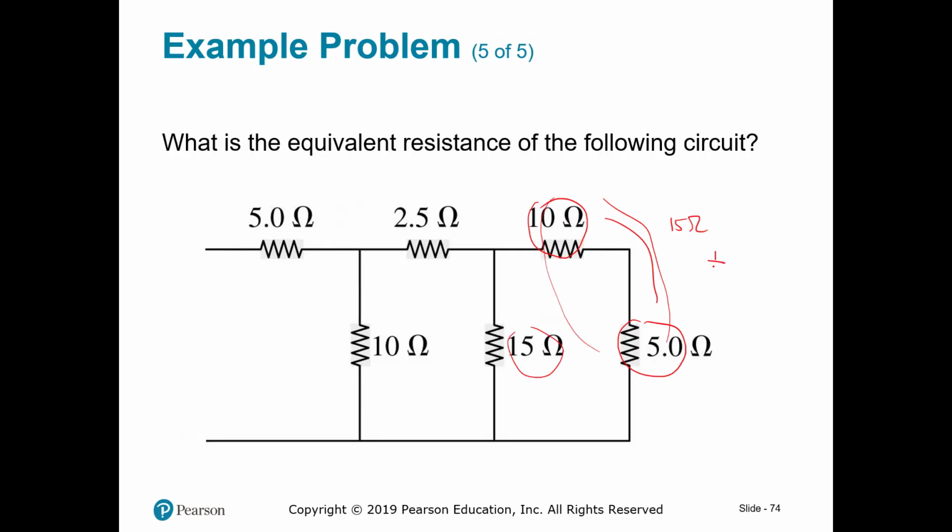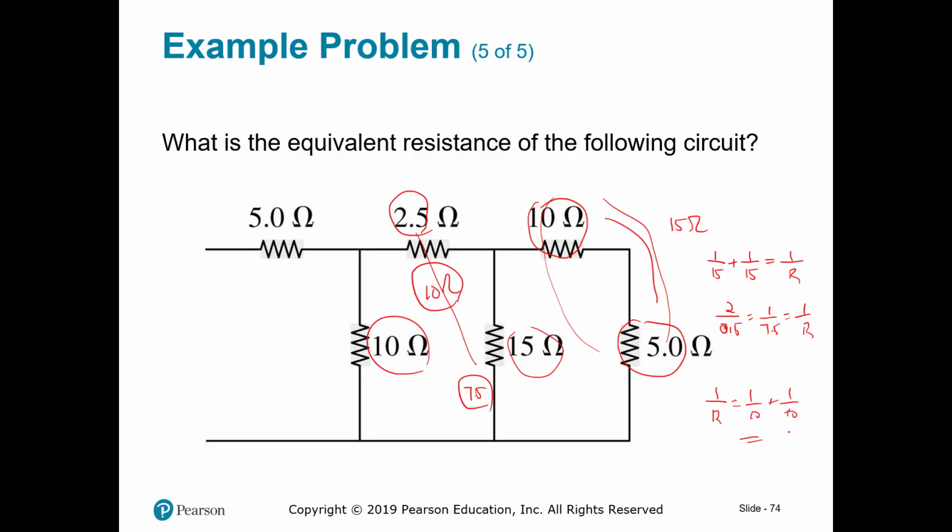So the combination of these is going to be 1 over 15 plus 1 over 15 is 1 over R, right? So then this is 2 over 15, which is 1 over 7.5, which is 1 over R, right? So this all three combination is 7.5. And then 7.5 plus 2.5, so these two combination is again 10 ohm. And then 10 ohm in parallel, right? So again, you have 1 over R equals 1 over 10 plus 1 over 10 is 1 over 5. So the whole combination is 5.